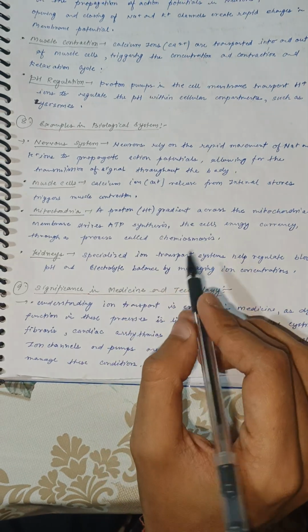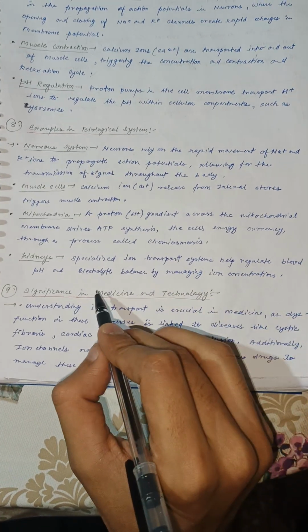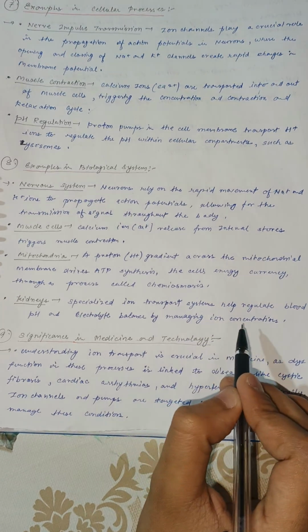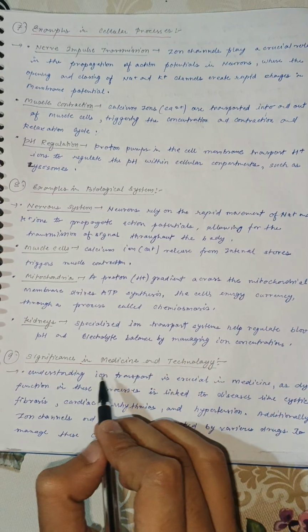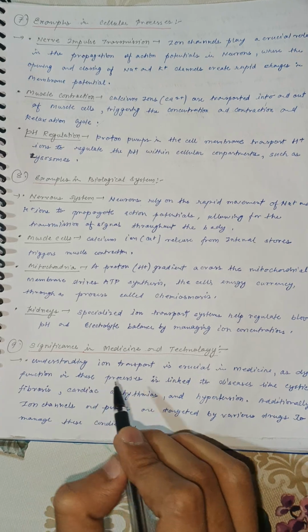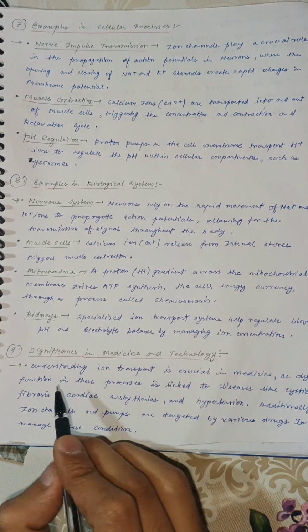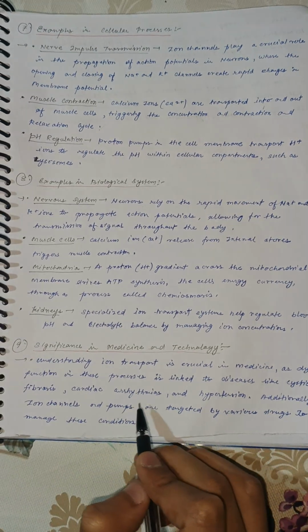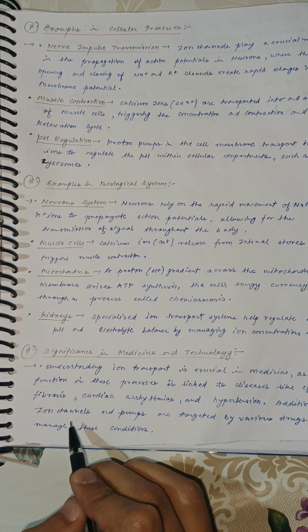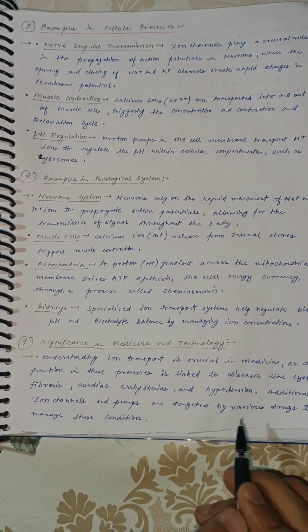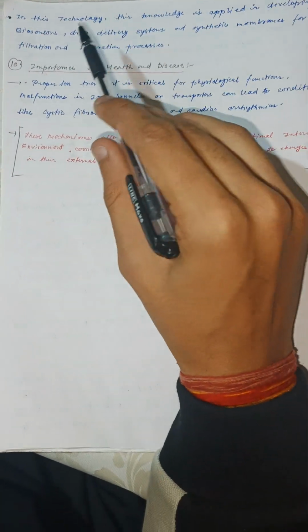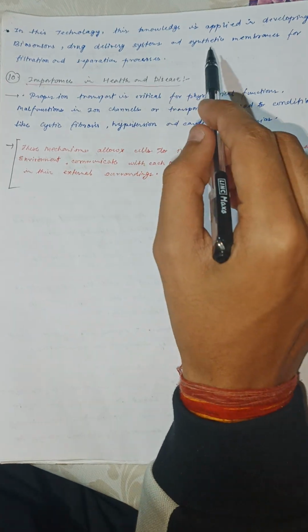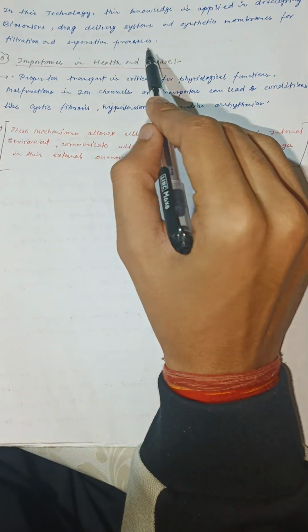Specialized ion transport systems help regulate blood pH and electrolyte balance by managing ion concentration. Ninth one is significance in medicine and technology. Understanding ion transport is crucial in medicine, and dysfunction in this process is linked to diseases like cystic fibrosis, cardiac arrhythmias, and hypertension. Additionally, ion channels and pumps are targeted by various drugs to manage these conditions. In technology, this knowledge is applied in developing biosensors, drug delivery systems, and synthetic membranes for filtration and separation processes.